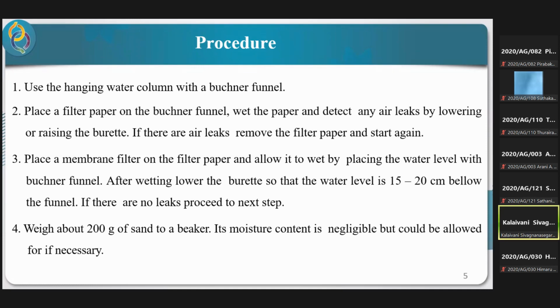After that, you have to place a membrane filter. I think in the video it is light blue in color. You have to place that after keeping the filter paper. Then you have to transfer some amount of soil from 200 gram of sand into the Buchner funnel. The soil should be dry. Up to this, do you all understand? Yes. Okay.